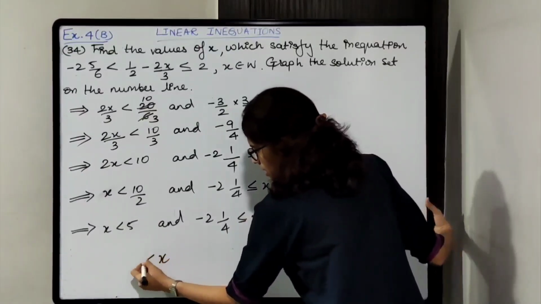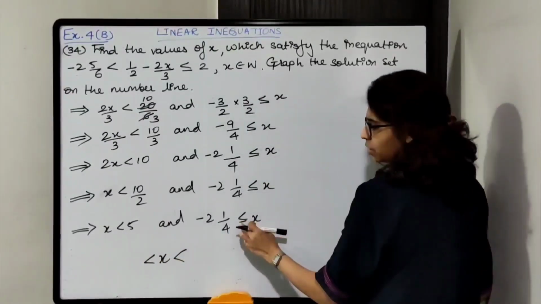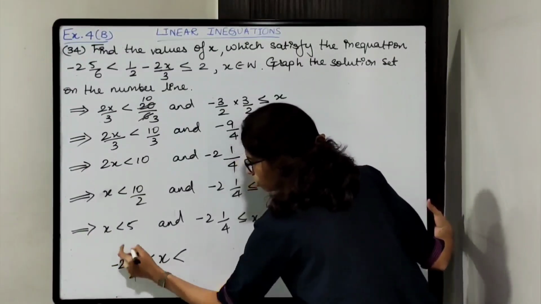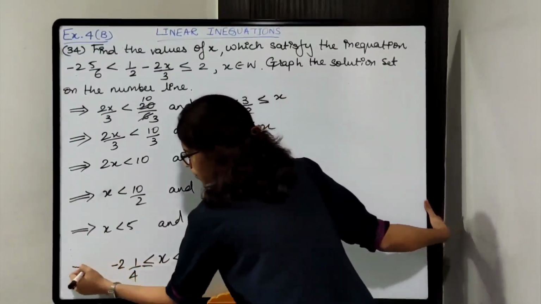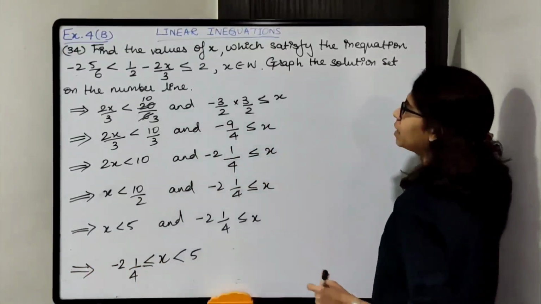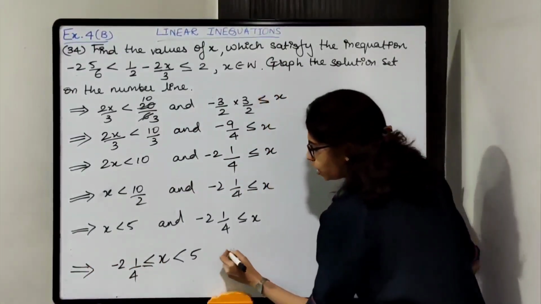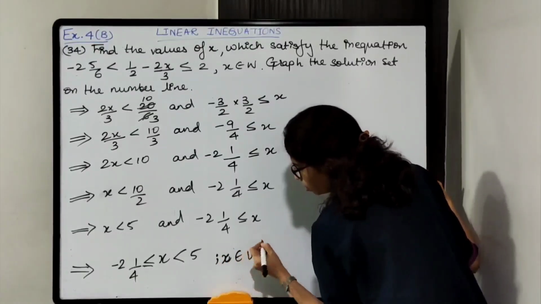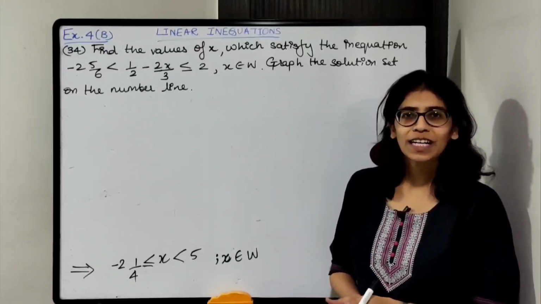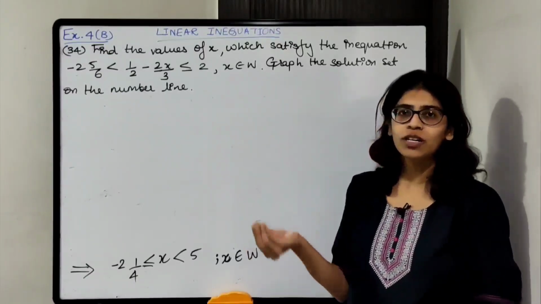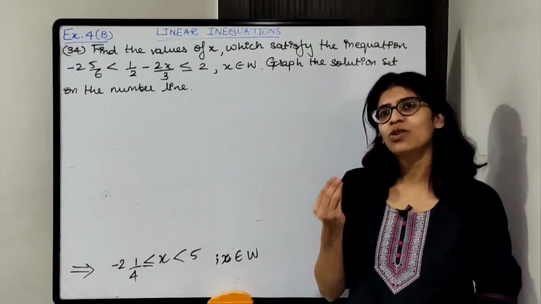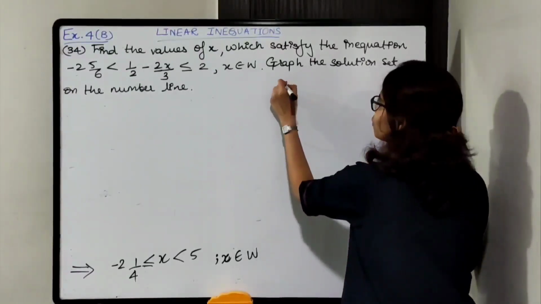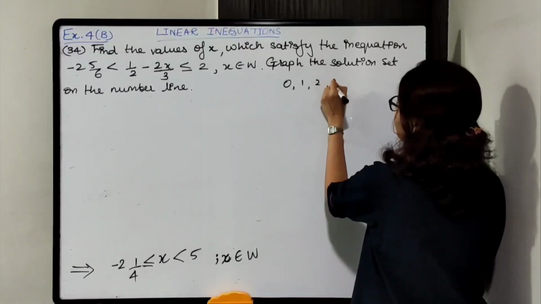X is greater than or equal to minus 2 1 by 4 and less than 5. So this is the range and it belongs to W, that is the set of whole numbers. So write down over here, x belongs to W. We have to choose the value of x from the set of whole numbers. Okay, so whole numbers start from 0, you know? So it will be starting from 0, 0 1 2 3 and so on.